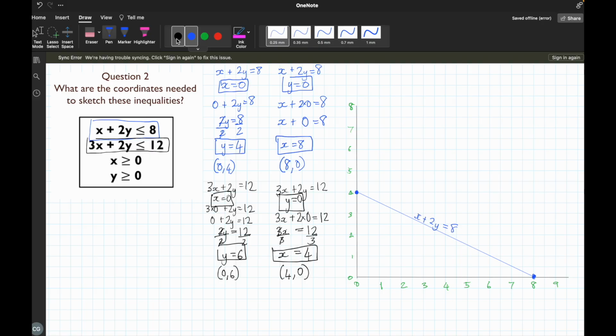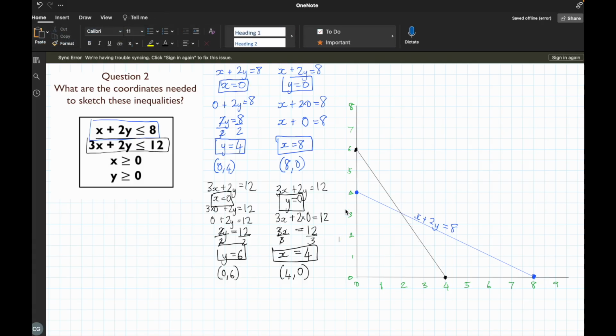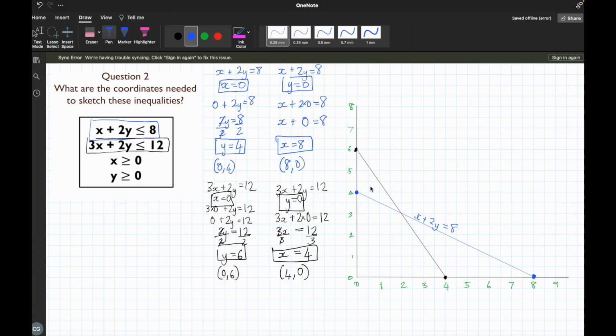Okay, so now the next thing: 3x plus 2y is less than or equal to 12. So we have two coordinates, (0, 6) and (4, 0). So (0, 6) is here, and then we have (4, 0), which is over here. So then in that case, what we have to do is connect those two dots, and essentially that's what we have here. So this here now represents 3x plus 2y equal to 12.